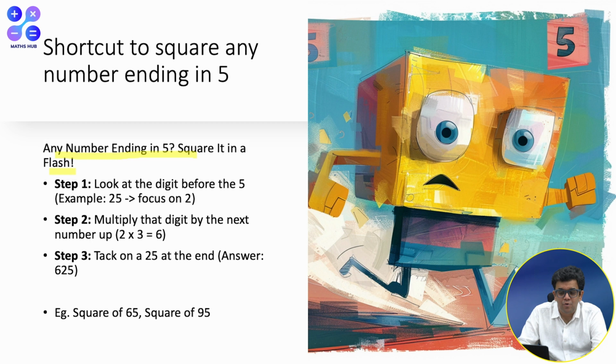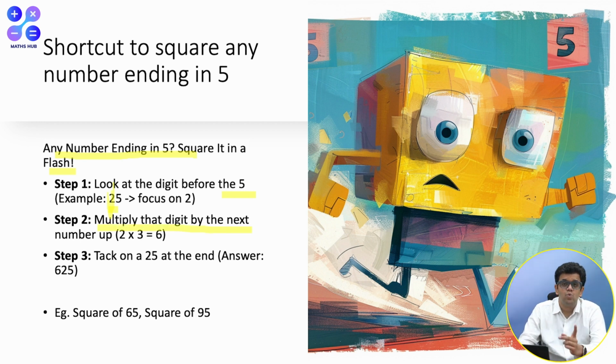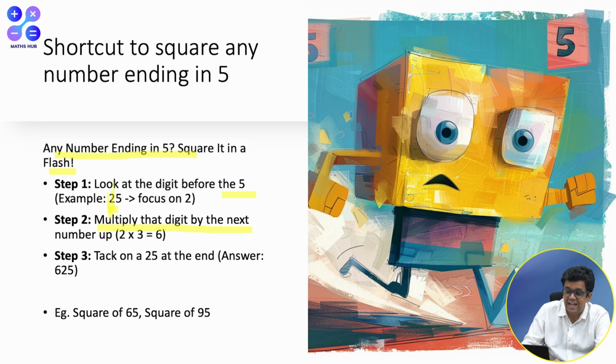Look at the digit before the 5. So for example, in case of 25, focus on the 2. Can you see this 2? Yes, I want you to focus on it. Multiply that digit with the next number, which is 2 3s are 6. Okay? 2 3s are 6. And then tack on a 25 at the end. So the answer becomes 6 and 25, which is 625.